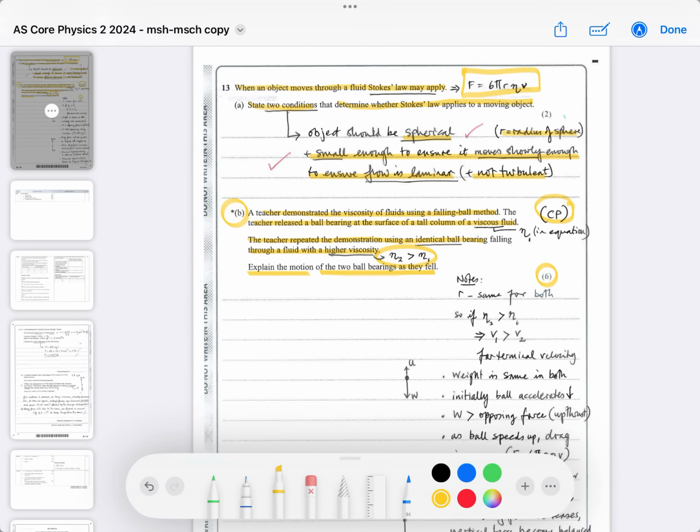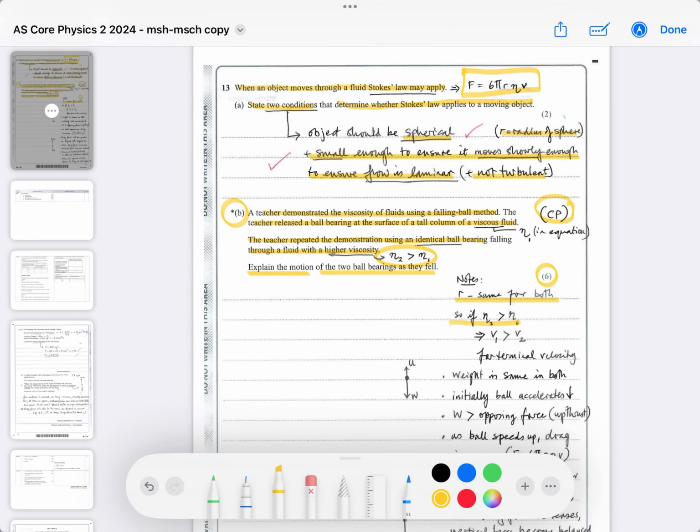That means you've got to discuss the motion of both of them and then explain the difference. That's what they need you to do. They don't want you to explain the difference, they want you to explain the motion. So they're both going to have similar motion. So r is the same for both. Remember that? So that's just some notes.